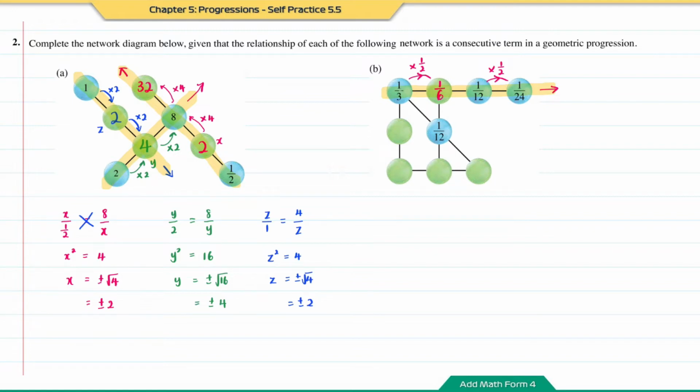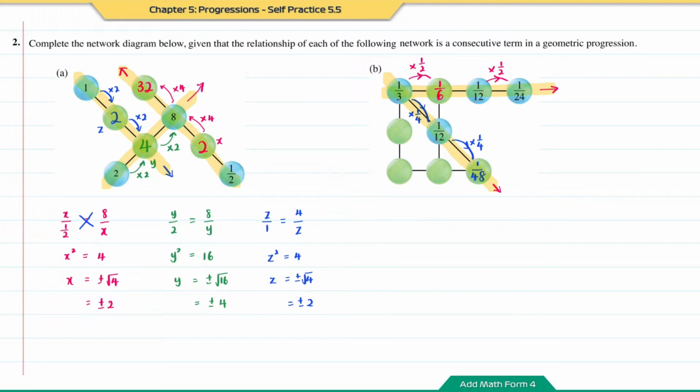Next, I'm going to find the missing terms for these geometric progressions. And I'm going to look at it in these directions. So again, I have 2 consecutive terms that I know. So I can find the common ratio, 1 over 12 divided by 1 over 3. So the answer will be 1 over 4. So these geometric progressions, you are multiplying 1 over 4 to the previous terms. So to find the missing one here, we just need to multiply the 1 over 12 with 1 over 4. So the answer will be 1 over 48.